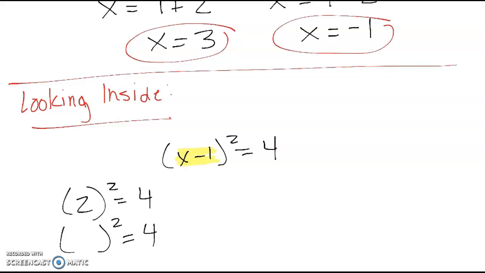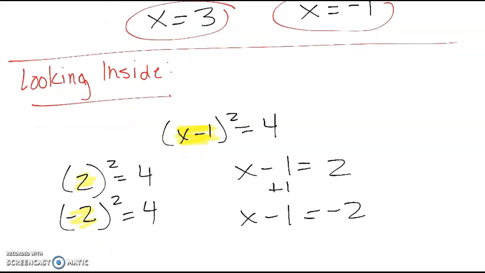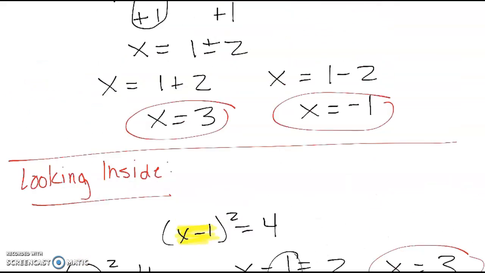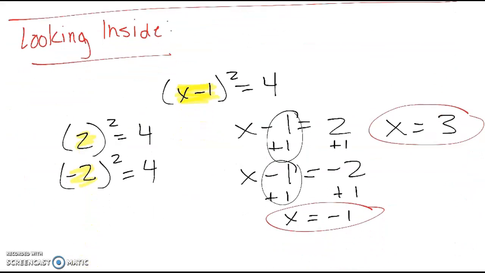Well, I have 2 of them. If I take 2 and I square it, I get 4. But also, if I take negative 2, as long as it's in parentheses, and I square it, I will get 4. So that tells me that what's inside of the parentheses has to either equal 2 or negative 2. Now I have these two equations that I can keep solving, and when I do that, I get x equals 3. And when I solve the other one, making my 0 pair, I get x equals negative 1. So I can see I got the same solutions by looking inside as I did when I solved by undoing.